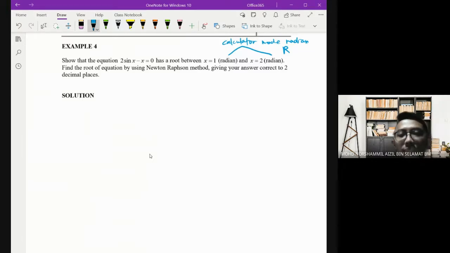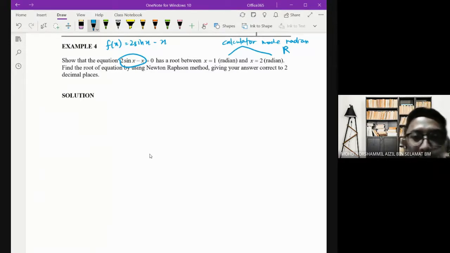Show that the equation 2 sin x minus x equals to 0. Guys, kalau perasan, benda tu sama dengan kosong. So it means that this one, we will let it as f(x) lah. 2 sin x minus x. Okay. So f(x) is 2 sin x minus x, has a root between x equals to 1 and x equals to 2. Macam biasa, f(1), f(2). Okay, calculate.